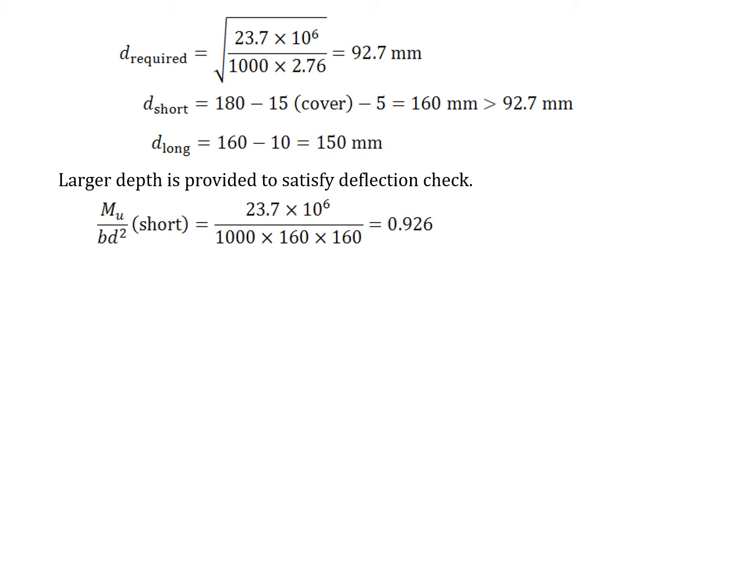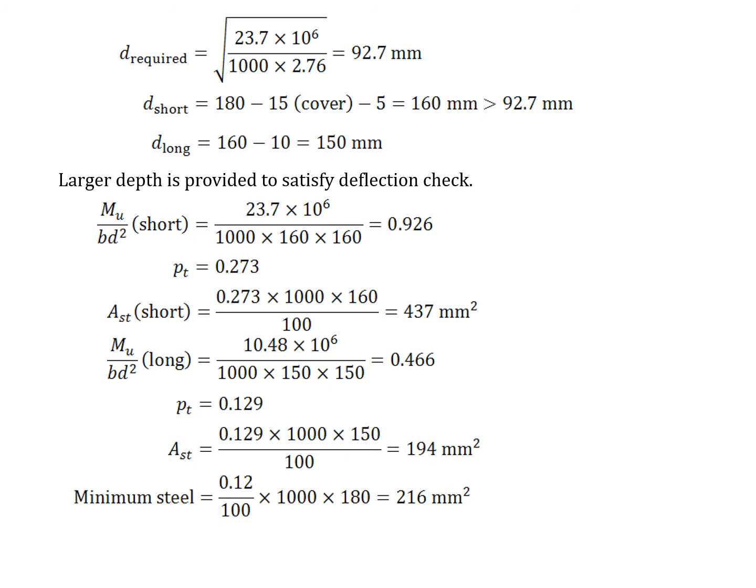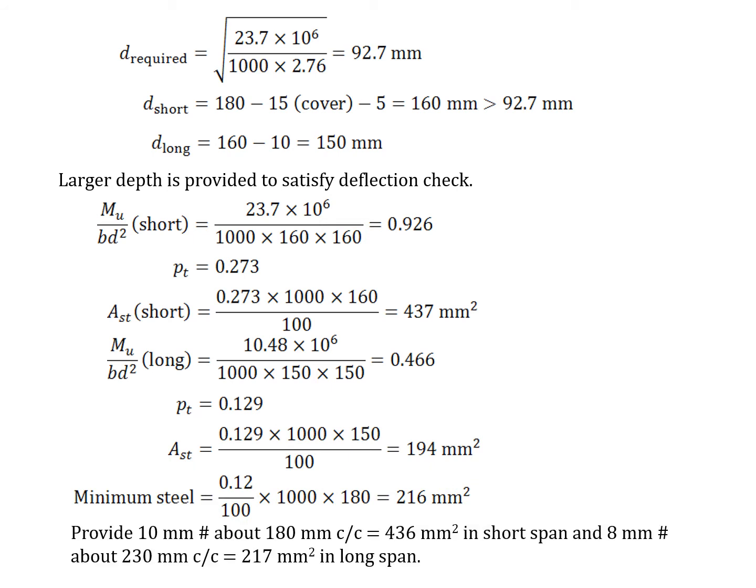Now talking about the short direction, you find Mu by bd square, then pt and Ast. Then for the long direction, Mu by bd square, pt and Ast. Check the minimum steel and provide appropriate reinforcement. So 10 mm at 180 gives 436. That's for short, and 8 mm gives 232.17. That's the minimum steel, and that you can use for long.